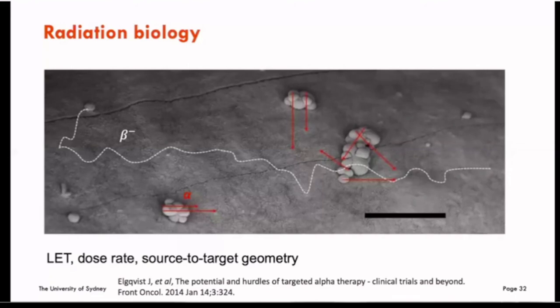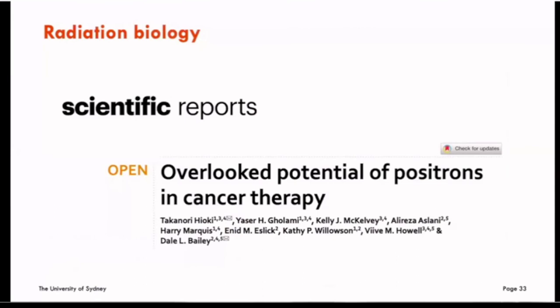In addition to the LET and dose rate effect of the beta and alpha radiation, the source to target geometry also plays an important role in achieving a more effective biological dose response. This is the micrograph of micrometastatic cluster from ovarian cancer on a mouse model. As you can see, the alpha particles in red arrows can deliver much more localized dose in comparison to the beta particles, so therefore they can be more effective biologically with lower NTCP.